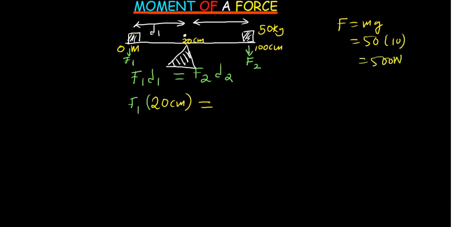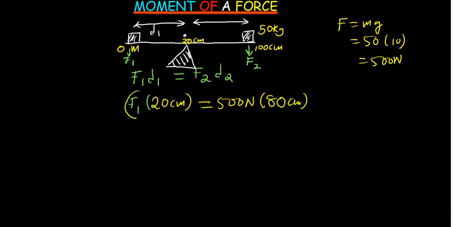So we're going to get this as the force, 500 newtons, multiplied by the distance, that's the second distance, the distance from the pivot to where the mass is. So you can see that the mass is at the very far end, that is 100 centimeters, and then this one is at 20 centimeters. So from 20 to 100, what's the distance? 100 minus 20, what are we going to get? That is going to give us 80, and this one is in centimeters.